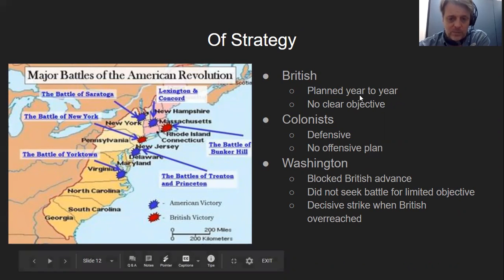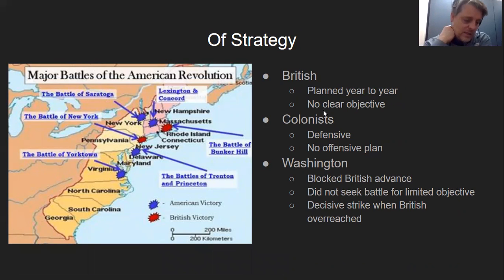The British, their strategy, they planned year to year. They didn't really have a clear objective. They didn't want to entirely crush the colonists, but they couldn't let them do whatever they wanted. So their objective was kind of hold the line, and it didn't work out very well.